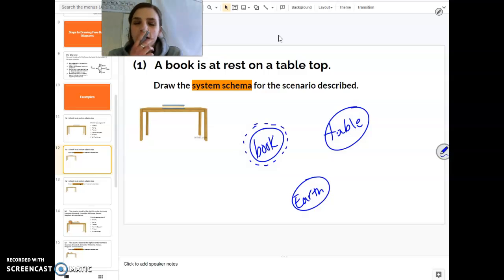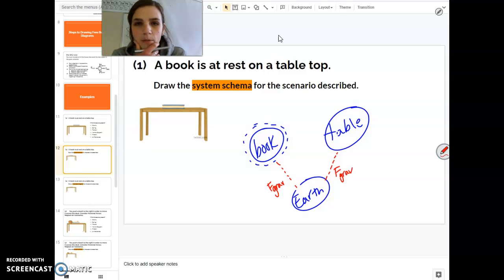And then we ask ourselves, okay, what are the different forces we said? There's gravity, and there's the normal force. So where are those forces coming into play? Between what objects? So between the earth and the book, there is, you know what? I did that wrong, because gravity is a non-contact force, so that needs to be a dotted line. There we go. So there's gravity there. There's also gravity between the table and the earth.